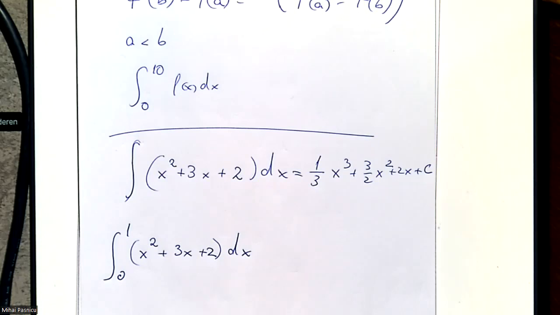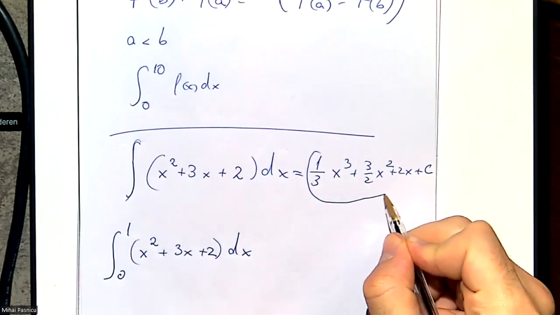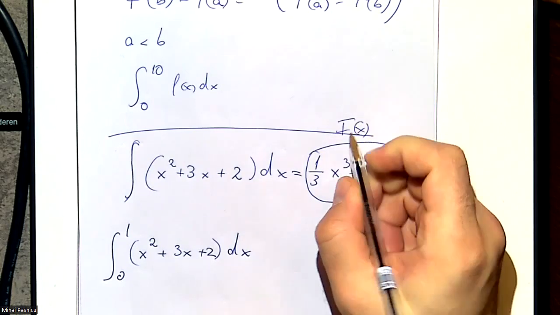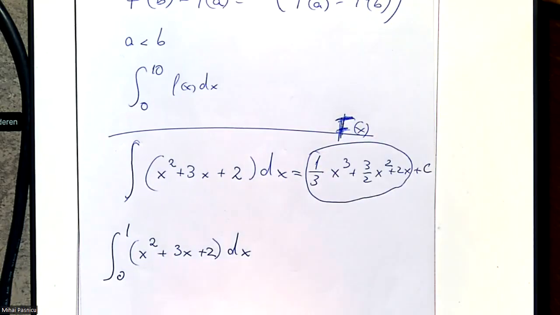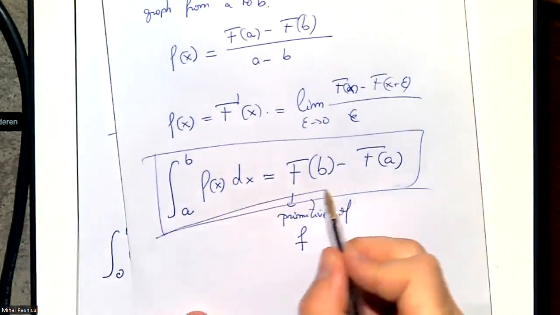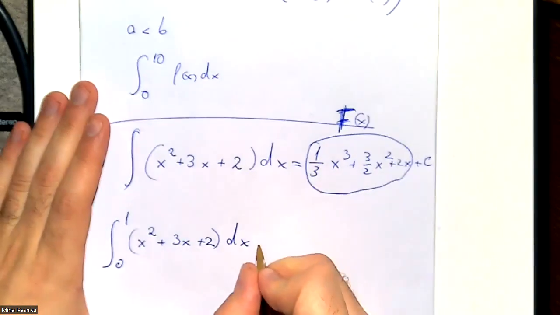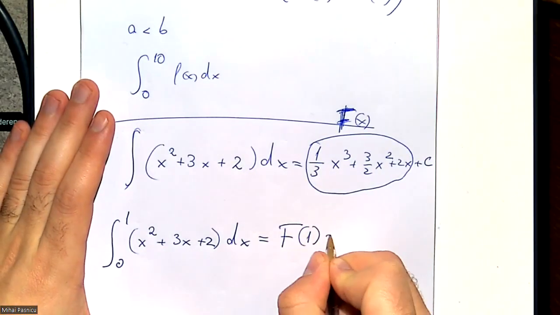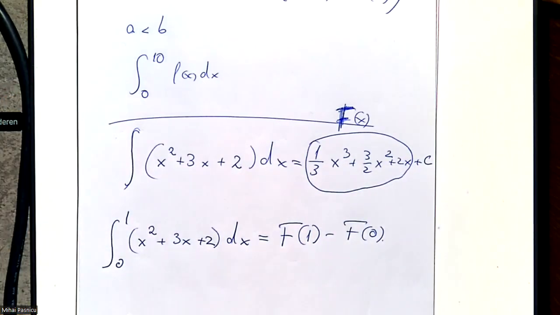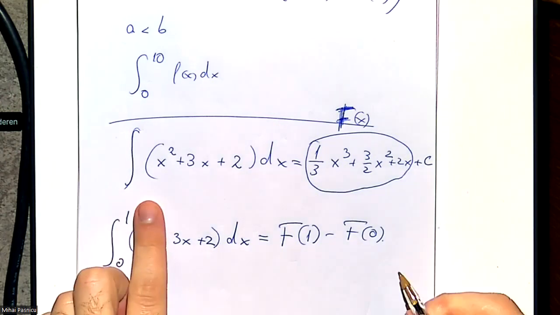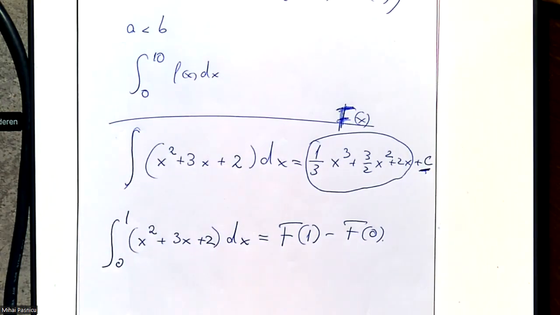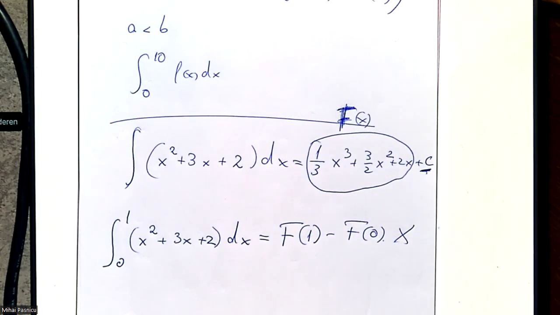Well, this is my f of x, right? By definition, this is my f of x. We showed this is the definition of the indefinite integral. So what I'm going to do right now is take this f of x and apply the definition to it. This is it. So I'm just going to say this is equal to f of 1 minus f of 0. Careful. One big distinction is indefinite has a constant here. Definite has no constant here. Okay?